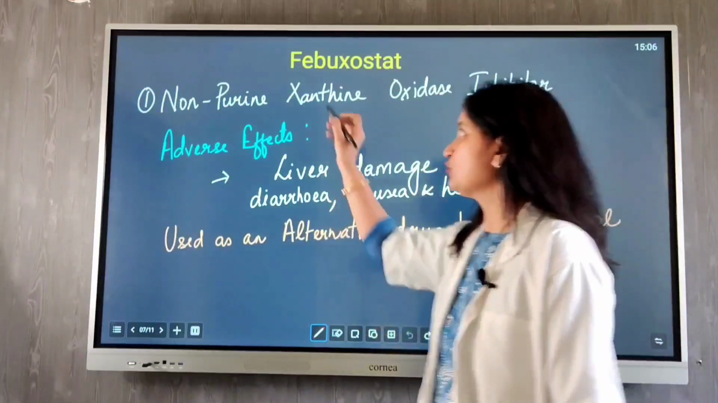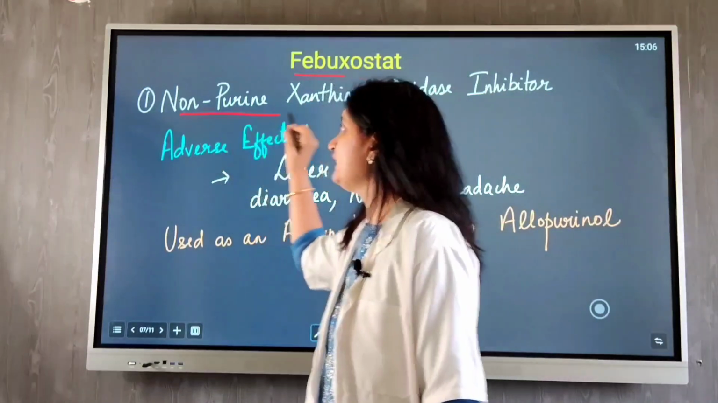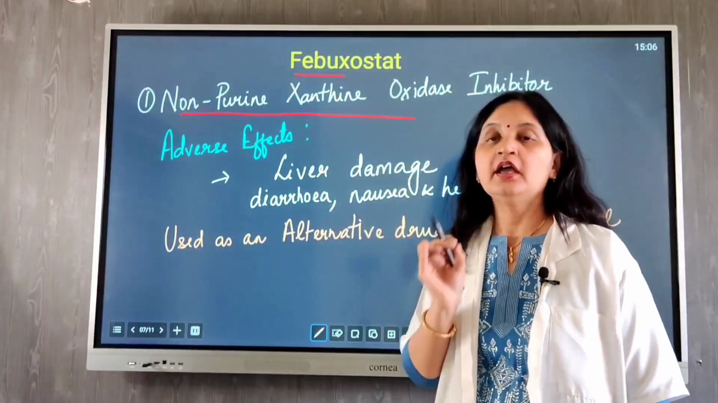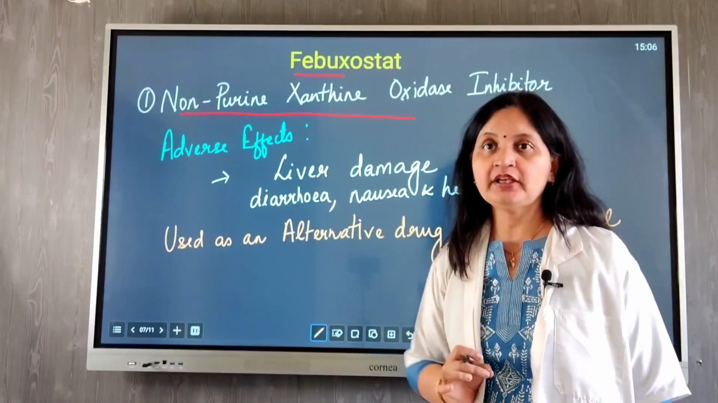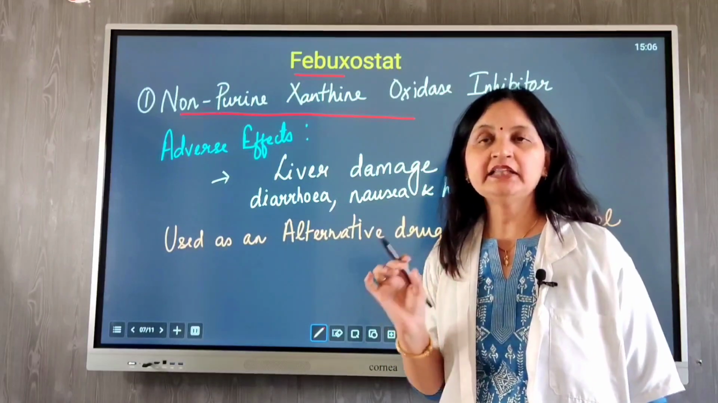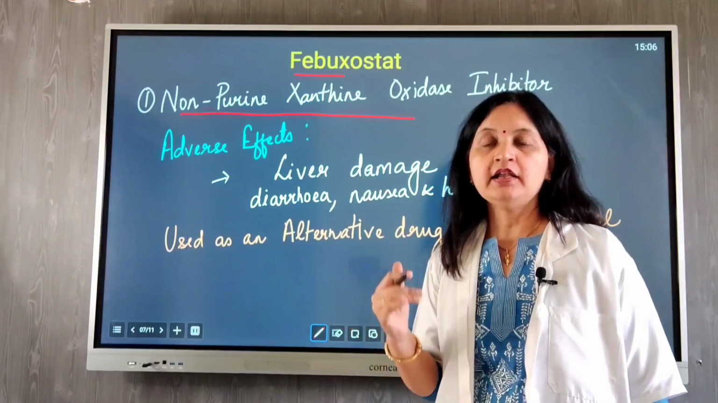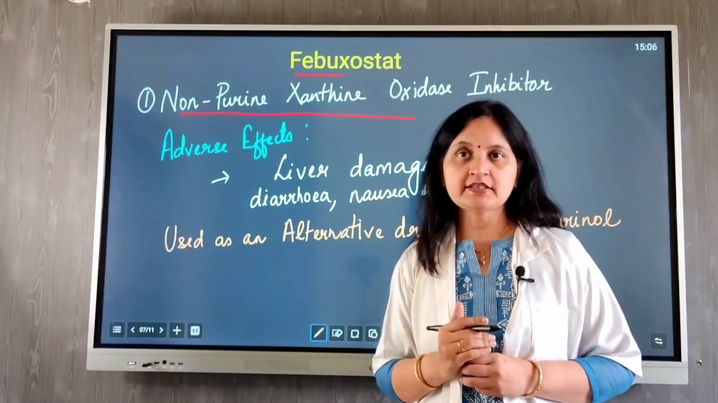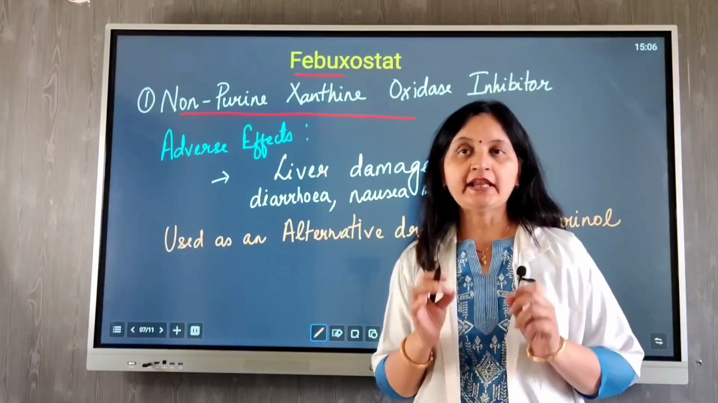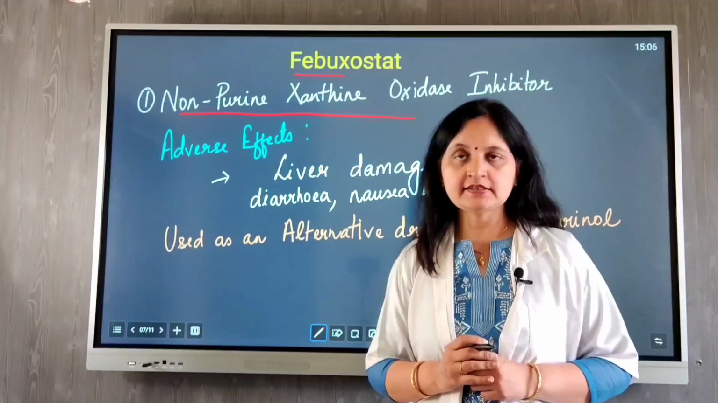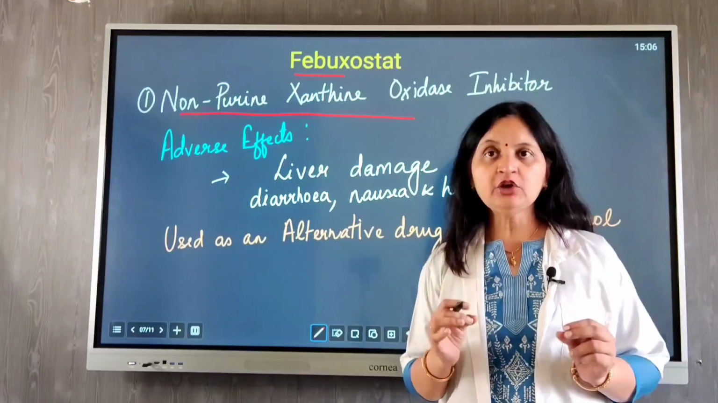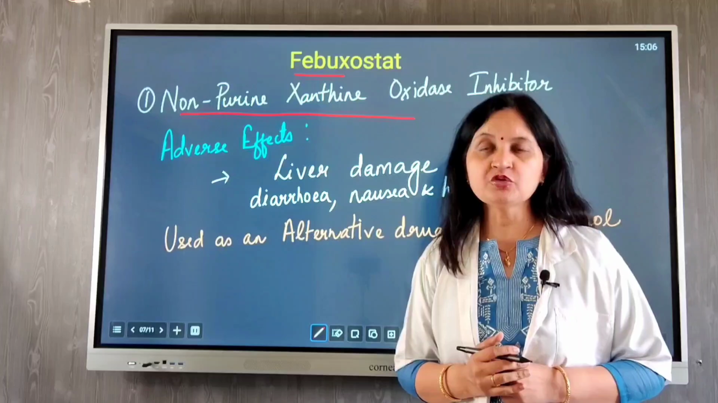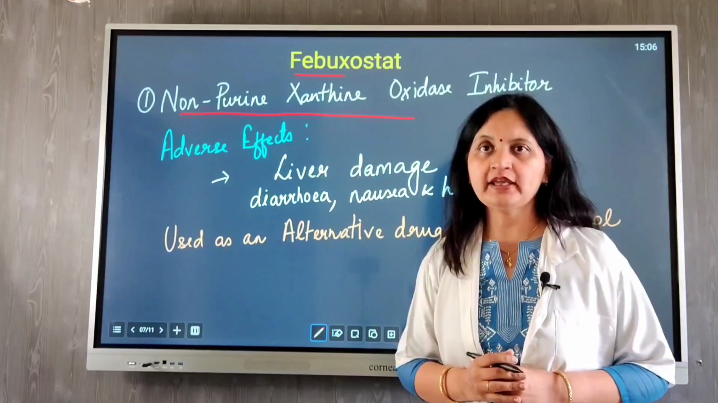Next we come to febuxostat. It is a non-purine xanthine oxidase inhibitor. It is non-purine, it lacks purine nucleus, and it is a xanthine oxidase inhibitor. Like allopurinol, it inhibits xanthine oxidase, thereby decreasing the synthesis of uric acid and acting as a uric acid synthesis inhibitor. It is equally or more effective in reducing the synthesis of uric acid.